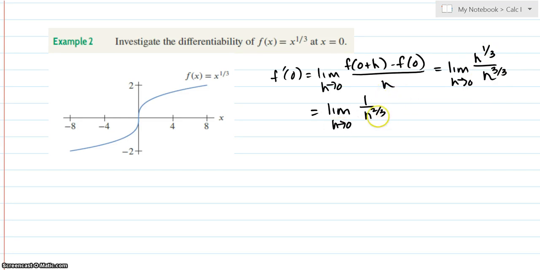Which, by the way, as h goes to 0, this is going to go to infinity, isn't it? And infinity does not exist. As h goes to 0 on the right, it becomes a positive infinity. As h goes to 0 on the left, because of that squared, it becomes a positive infinity. So I do know that the limit is positive infinity. I get that, but that still does not exist.